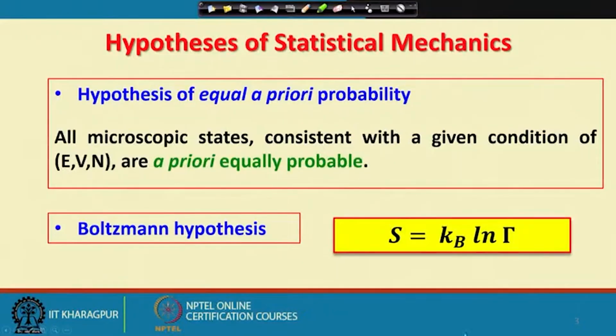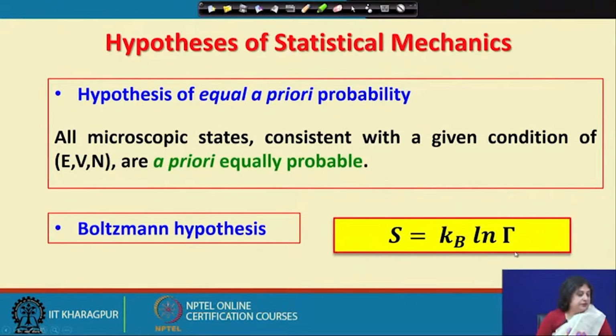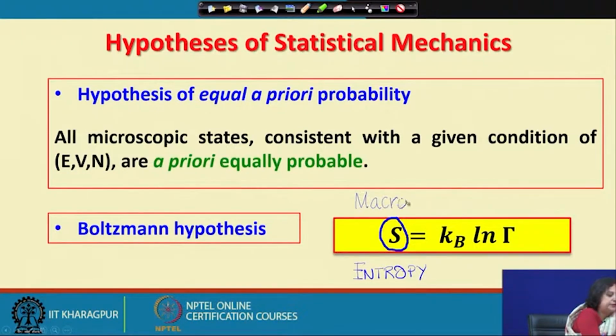Now, what do I have in the Boltzmann hypothesis? This equation has two sides. On the first side, I have the quantity S. This is nothing but the entropy of the system. When I say this is the entropy, I am talking in terms of the thermodynamic properties of the system, which means that this is a macroscopic property.